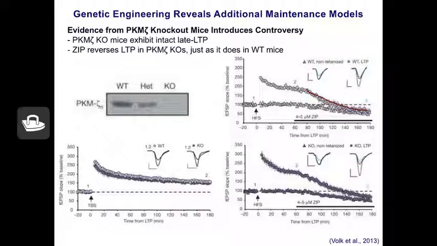Oh, but administration of ZIP starting an hour after the high-frequency stimulation also eliminated the late LTP in the protein kinase M-zeta knockout mice. Now, how could an inhibitor of protein kinase M-zeta eliminate late LTP in mice that don't have protein kinase M-zeta? Now, there was a puzzle.